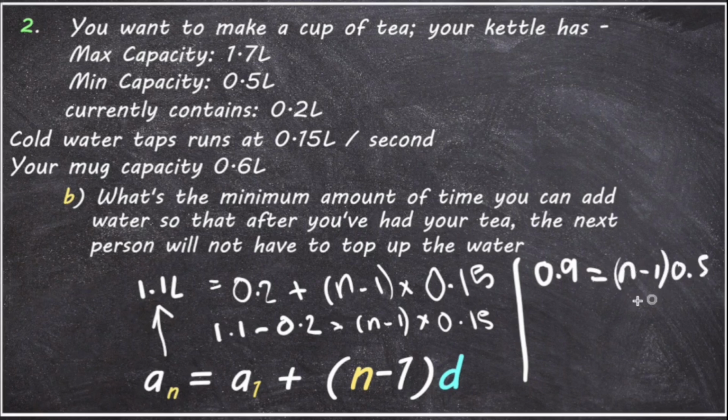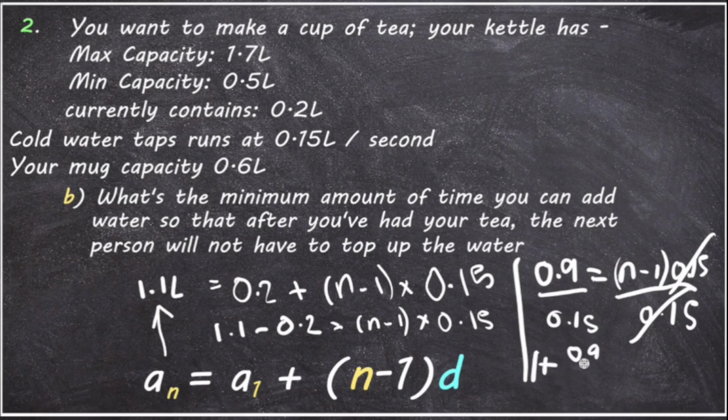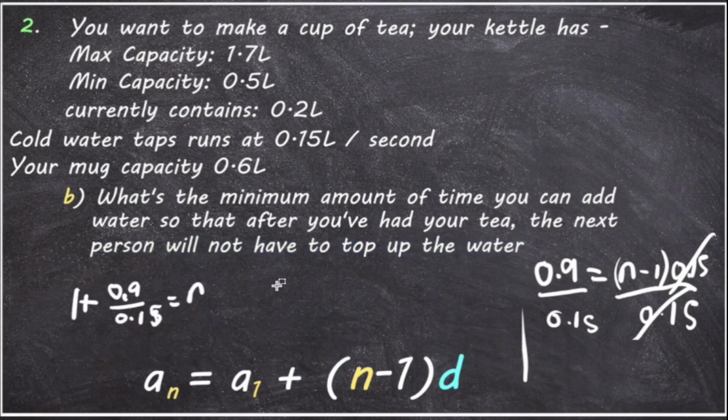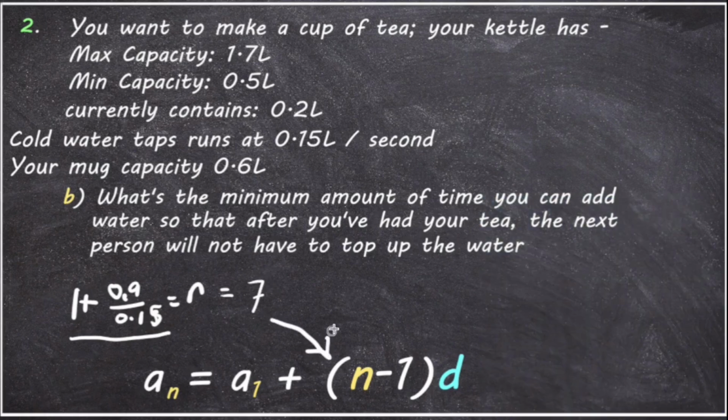We can divide both sides by 0.15, and on the right hand side the 0.15s will cancel, and then we get 0.9 over 0.15 equals n minus 1. Add 1 to both sides will give us n, so 1 plus 0.9 over 0.15 equals n. If you run 0.9 over 0.15 in your calculator, you get 6. So the right hand side equals 1 plus 6, which equals 7. So n equals 7. And now all we need to do is plug that into the equation.